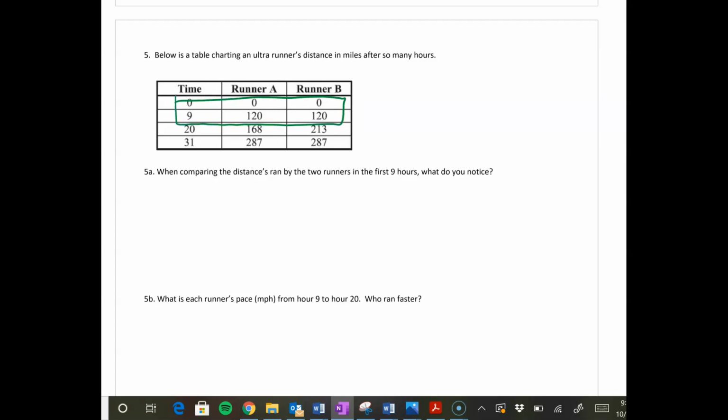What do you notice? Well, what I notice is that runner A and B run the same distance in 9 hours.